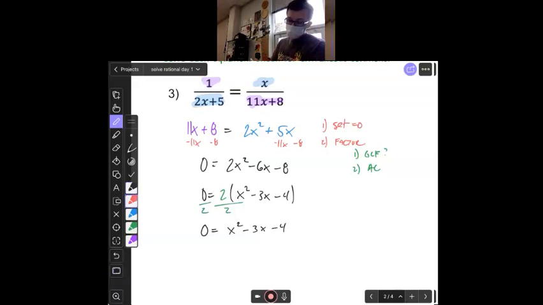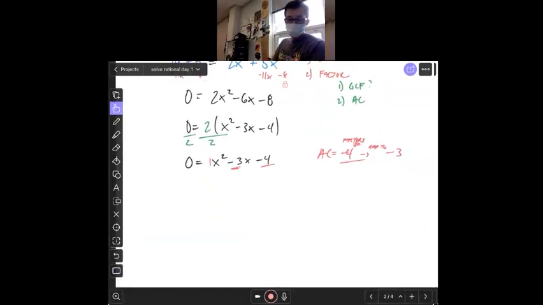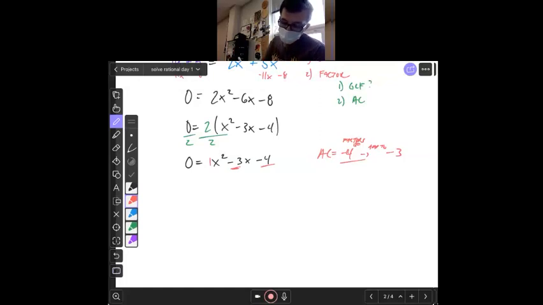So now we want to think about the AC method, right? A times C, so 1 times negative 4. We need the factors of negative 4. It's been a little while since we talked about the AC method. Factors of negative 4 that add to our B value, negative 3. We need 2 numbers that multiply to be negative 4, but add to be negative 3. One and negative 4. Yeah, so 1 and negative 4.